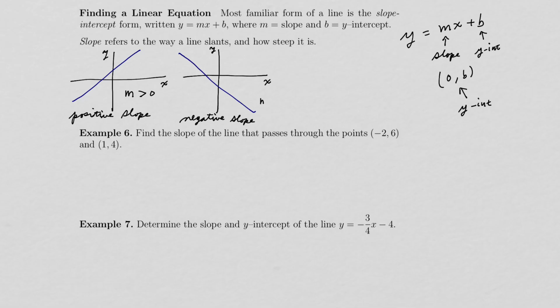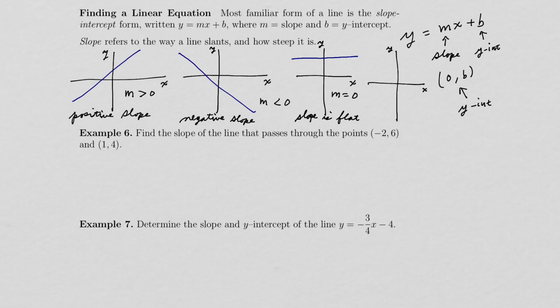So in this case, m is less than 0. And then 2 more cases. Let's say I have a line that is flat, right? The output is a constant. So something like this. Since there's no steepness to that line, the slope is flat. That means the slope is equal to 0. So if you have a horizontal line, like a flat line, that means the slope is 0.